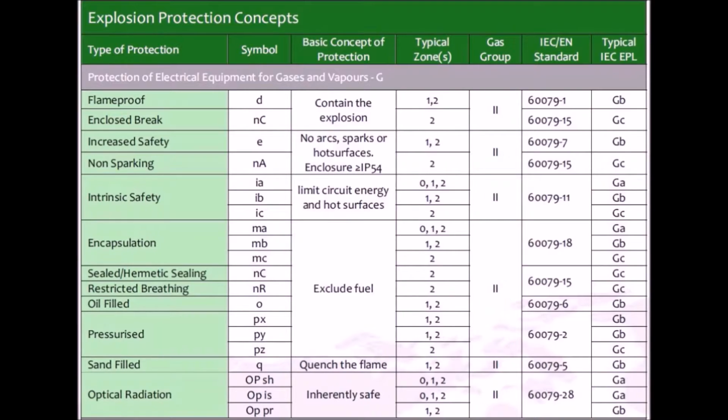Next is sand-filled, symbol Q, quench flame for Zones 1 and 2. Then we have optical radiation, listed as OPSH for Zones 0, 1, and 2, and OPIS for 0, 1, and 2, and OPPR for Zones 1 and 2. These are considered inherently safe.